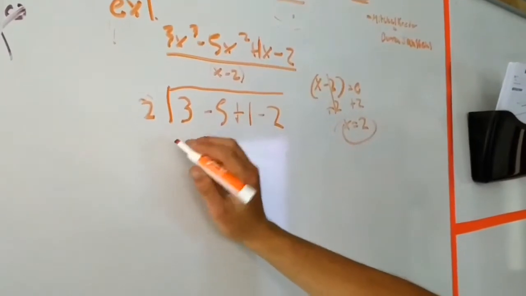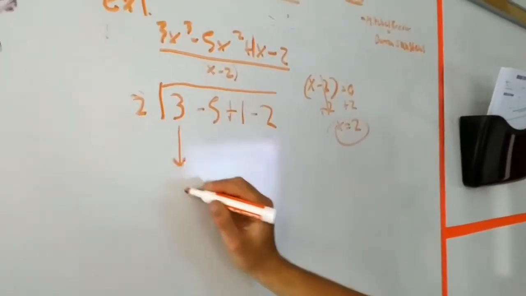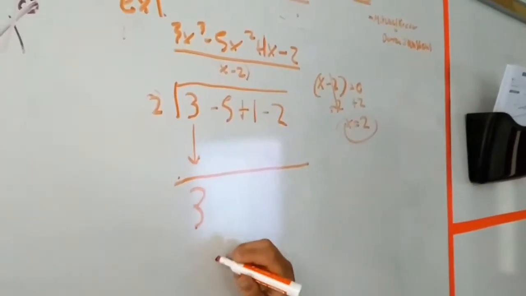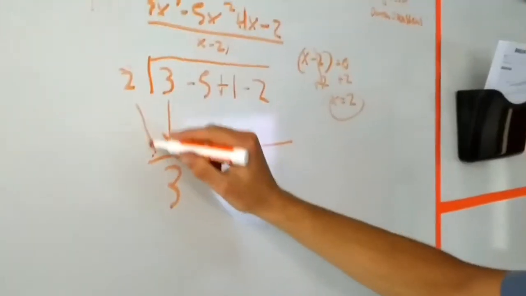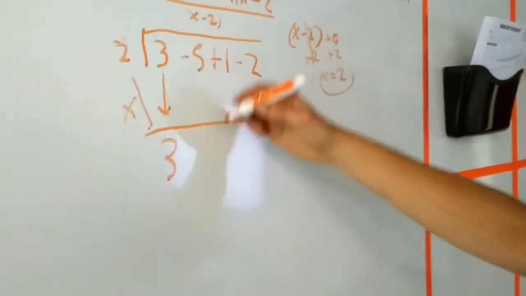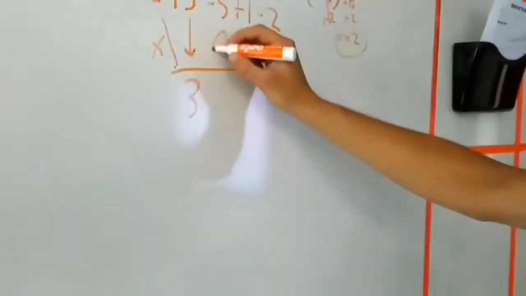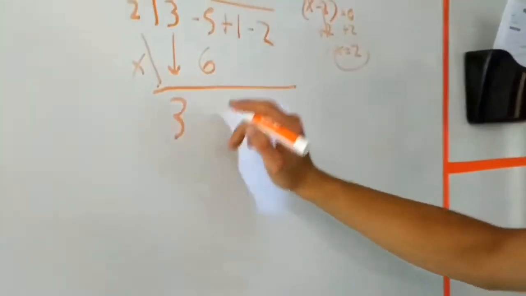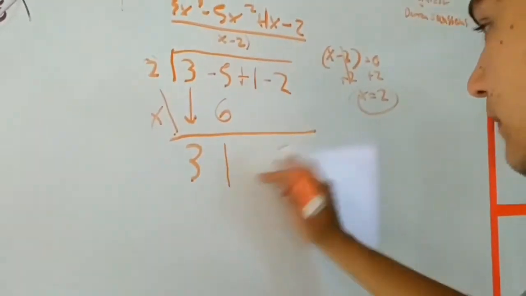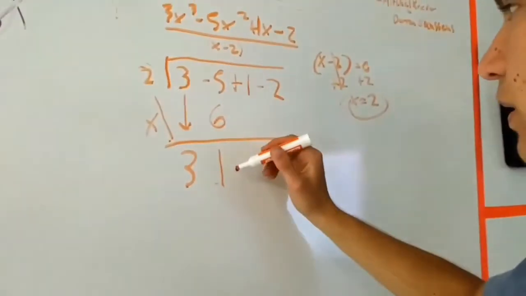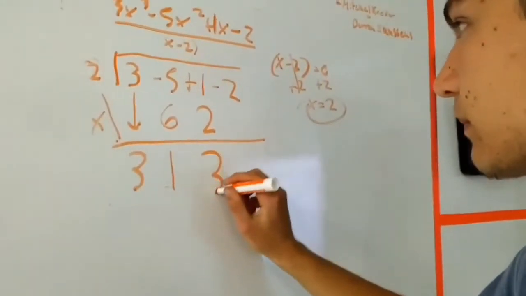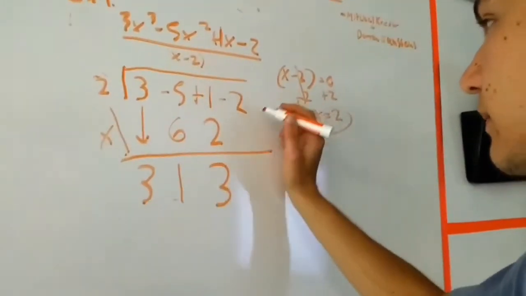What you're going to do from this step is bring down this 3. That's your 3. And then 2 times 3 equals 6. So you're going to bring that right here. Then you're going to bring this down, add these together. It gives you 1. 2 times 1 equals 2. 1 plus 2 is 3. 2 times 3 is 6.